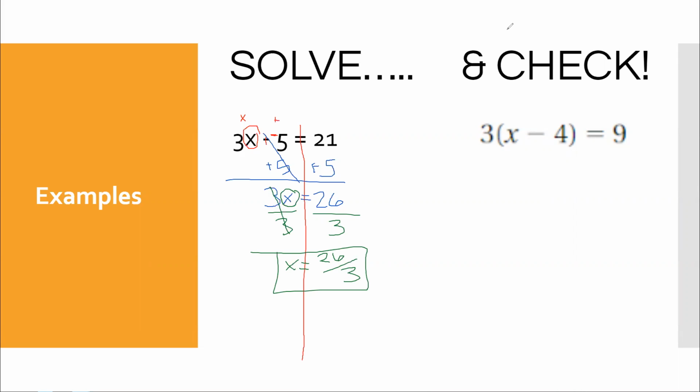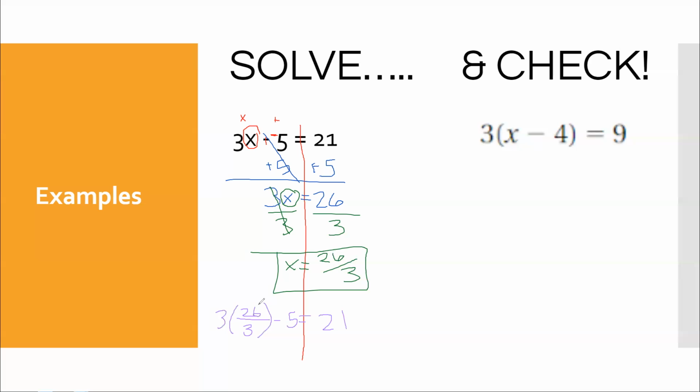We can always check our answer. So what we're going to do is, let me switch my color. We've used red, blue, we'll do purple. So we're checking our answer by saying we have 3 times x. X is 26 over 3. And then we want to use our original problem. So our original problem says minus 5. And we are saying that that equals 21.